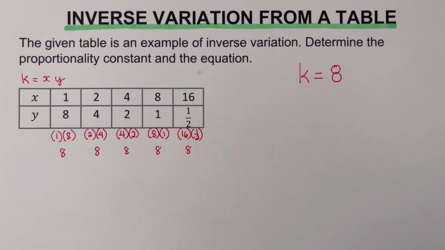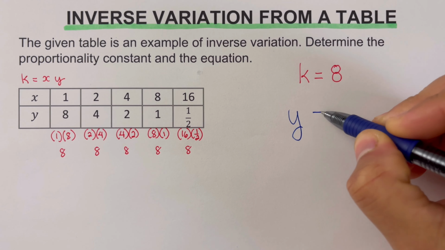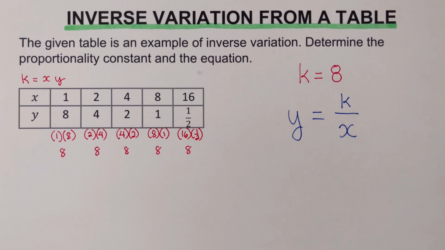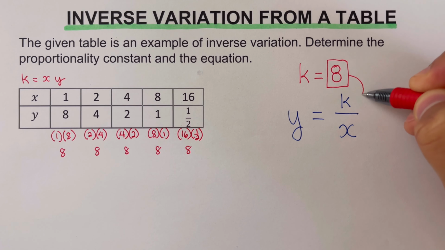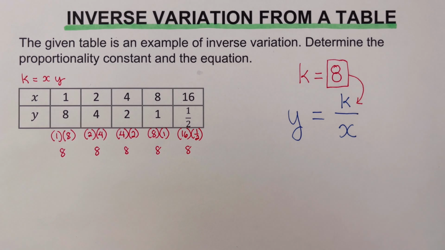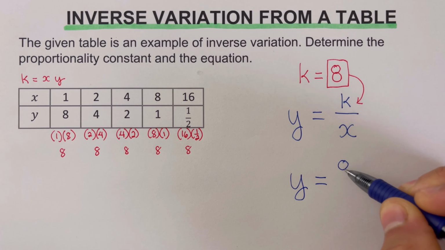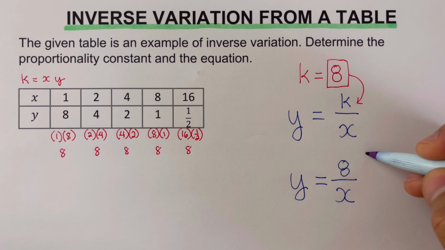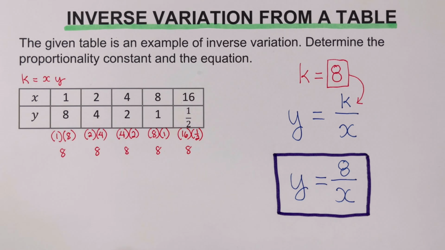Now, we also remember that the general formula for an inverse variation is y equals k over x. So to determine the equation for this table, we plug this 8 into the k, so that the final equation that we're going to have here would be y equals 8 over x. And this is the equation for this table that we have up here.